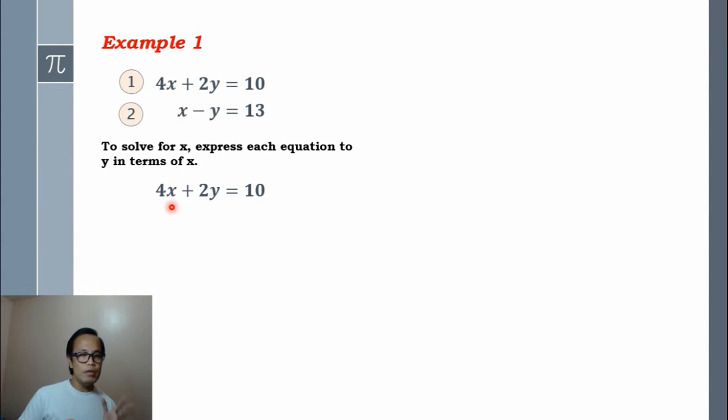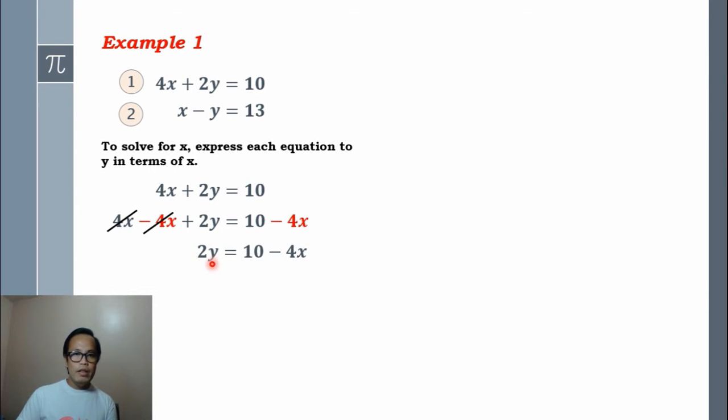Since we need to subtract 4x on the left side of the equation, we also need to subtract 4x at the right side of the equation, since this is an equation. Whatever you do to the left side is the same thing that you need to do to the right side. Now we can cancel out the 4x because 4x minus 4x is 0. So what remains at the left side of the equation shall be the 2y. Then we just simply copy 10 minus 4x.